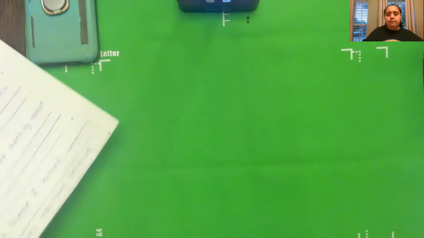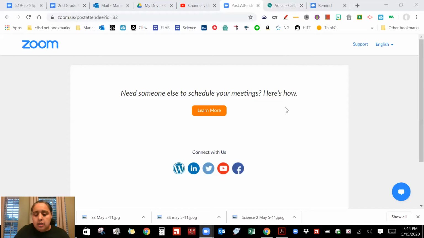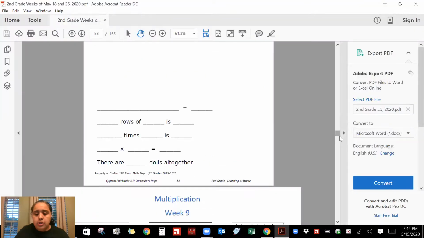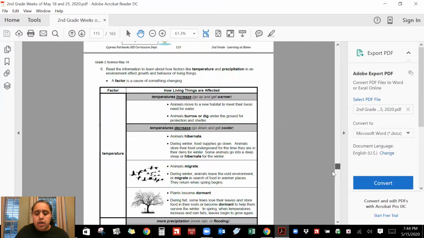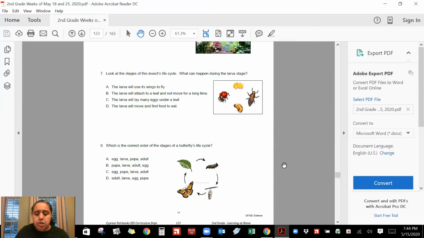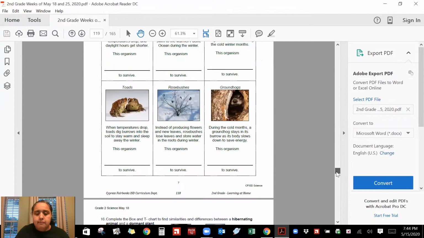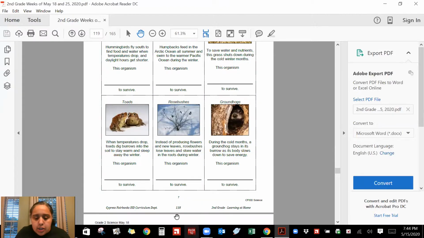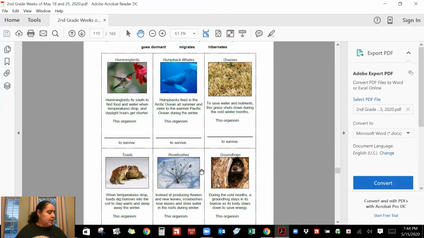Let me quickly show you. Let me see what page that was for science so that I can give you the correct page. Here we go. It is page 118 in your booklet. 118 in your booklet. Okay, this is a page that you are going to do and turn in to me.